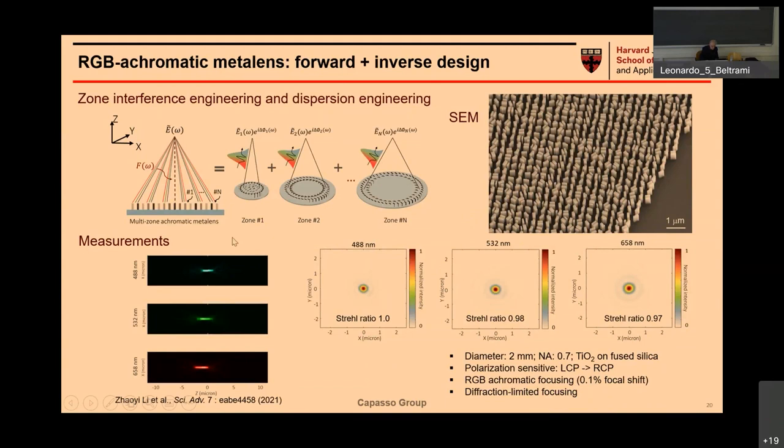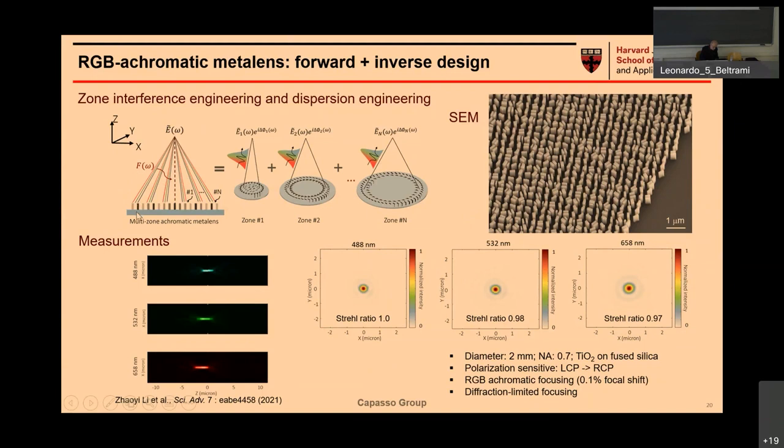And the idea is to divide these in zones, okay? And so you want to achieve constructive interference between the primary colors at a design focal length. Once you do that, you want to also achieve constructive interference between these different zones, okay?